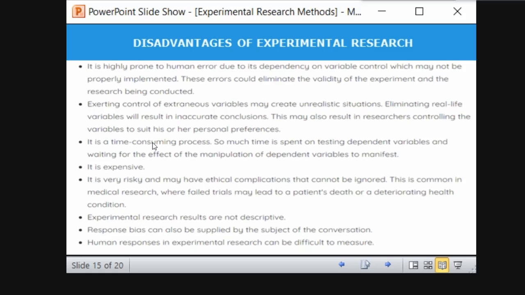Okay. Exerting control of external variables may create an unrealistic situation. Eliminating real-life variables will result in inaccurate conclusions. This may also result in researchers controlling the variables to suit his or her personal preferences. See, I told you about external variables. What do you mean by external variable, right?